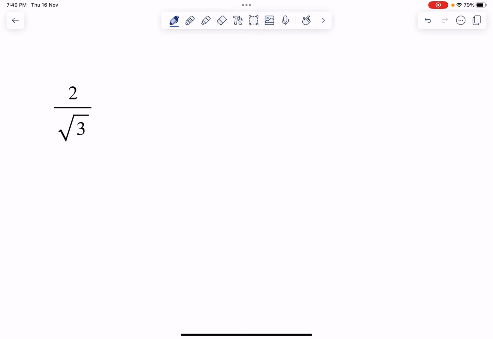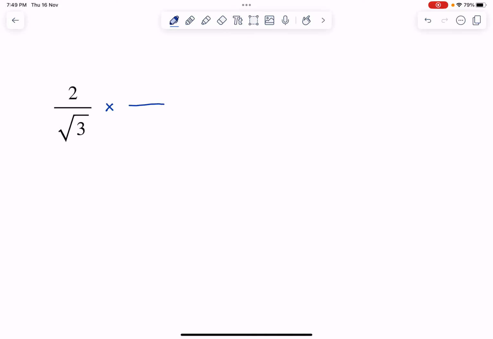Because if we want to do further process, for instance adding and subtracting fractions with surds on the denominator, then it will be a bit more tedious process than when the denominator is just a whole number, right? So that's the reason. And it's very simple. We will just multiply the surds with the denominator.